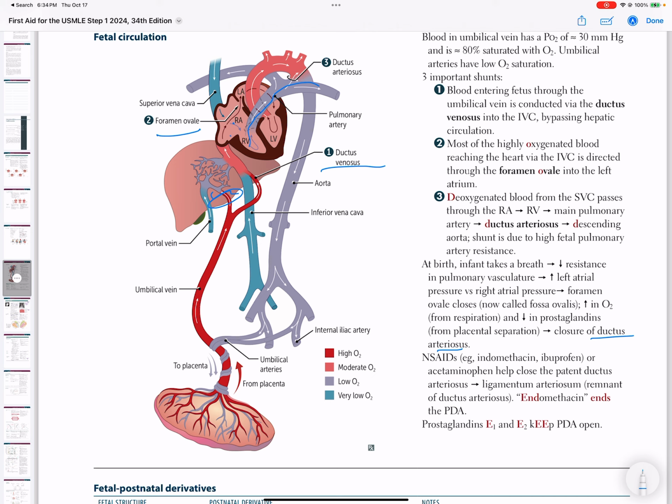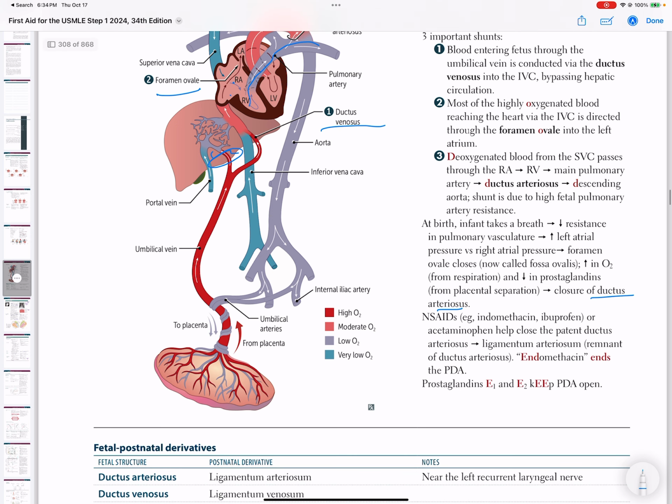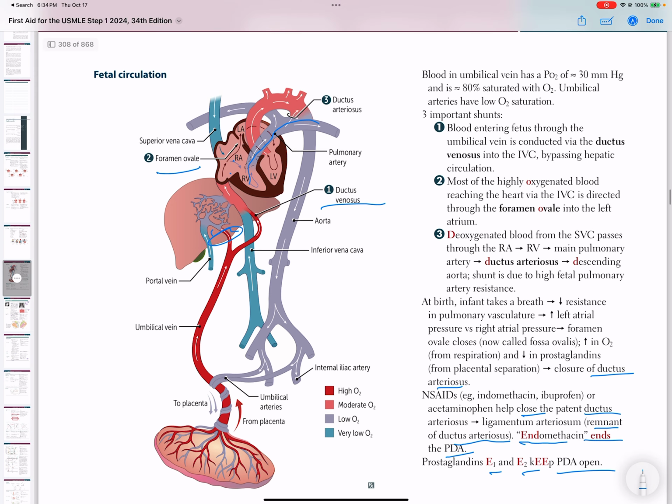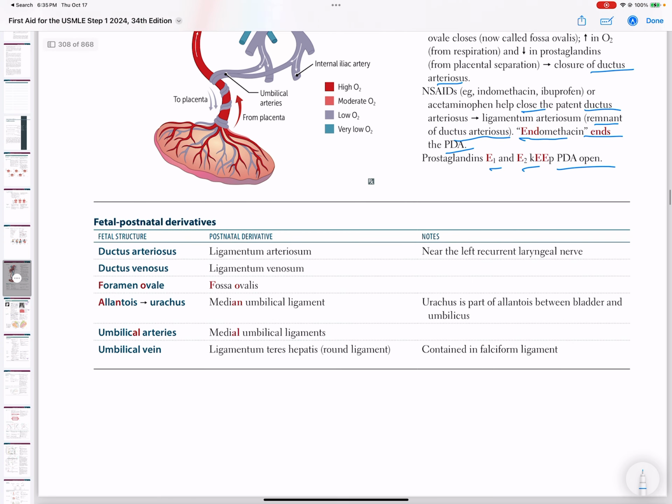So the resistance in the pulmonary vasculature is decreased, there is an increase in left atrial pressure versus the right atrial pressure, and then the foramen ovale is closed. NSAIDs like indomethacin, ibuprofen, or acetaminophen close the PDA. Ligamentum arteriosum is the remnant of the ductus arteriosus. Indomethacin ends the PDA. Prostaglandins E1 and E2 keep the PDA open. So indomethacin ends the PDA and prostaglandins keep the PDA open.